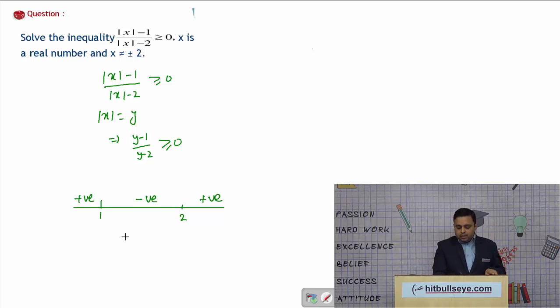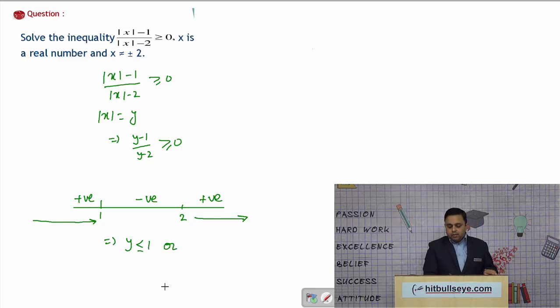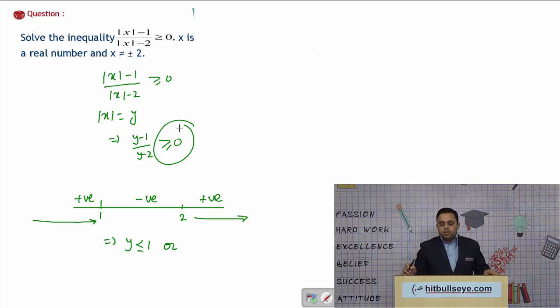Now from here I can say that the solution is either less than 1 or it is greater than 2. So that means y is less than or equal to 1. Now why is it less than or equal to 1? Because the inequality says that it is greater than or equal to 0, or y is greater than 2. Now what was y here? y was actually mod of x.